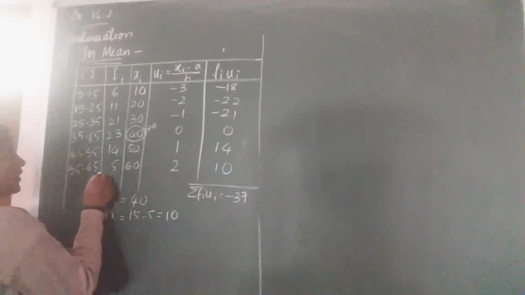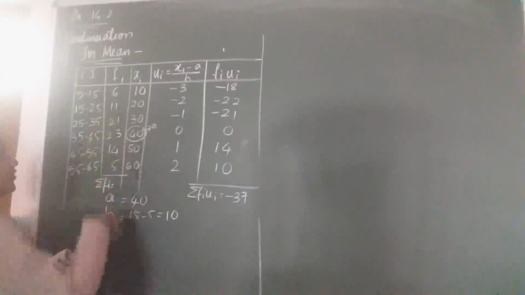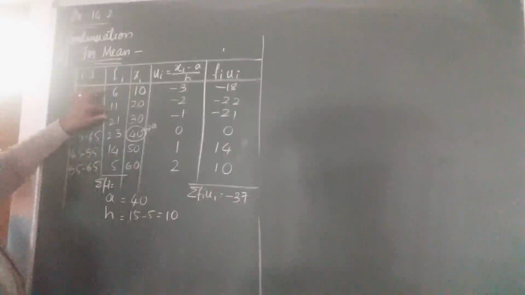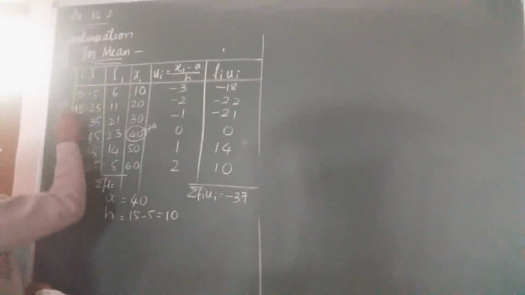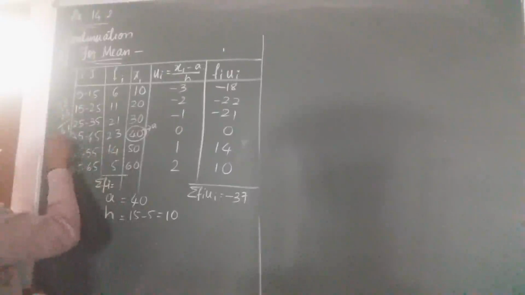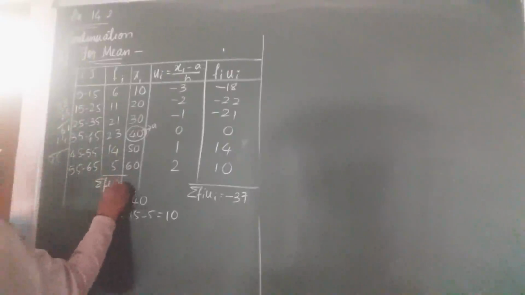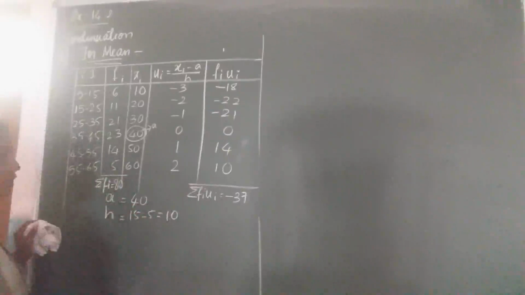Next, you have to find out the summation of fi, the sum of the frequencies. It is nothing but 11 plus 6, it is 17. 17 plus 21, it is 38. 38 plus 23 is 61. 61 plus 14, that is 75. Plus 5, it is 80. So 80 is the sum of the frequencies.